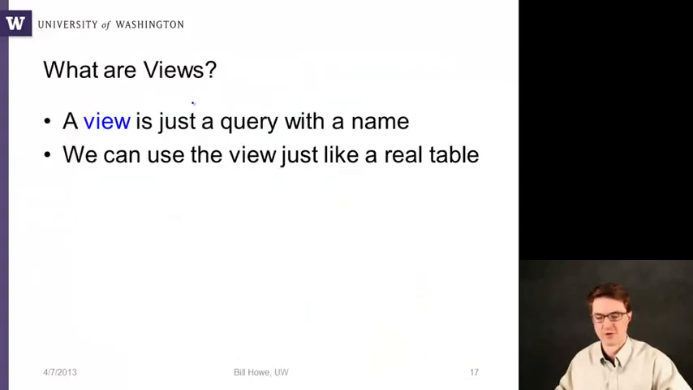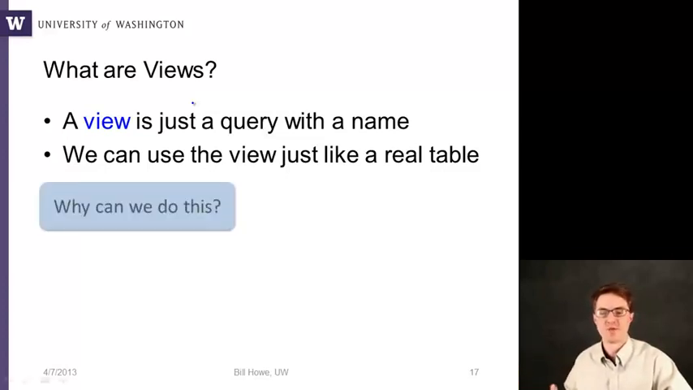Okay. So what is a view? A view is just a query with a name. So I write a query, I give it a name, and I put it in the database. Now, I can then access that view as if it was a table in the underlying database itself, as if it was a physical table. So why can we do this?